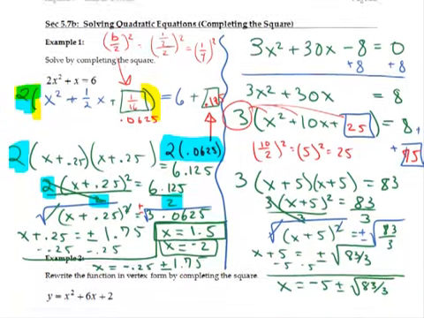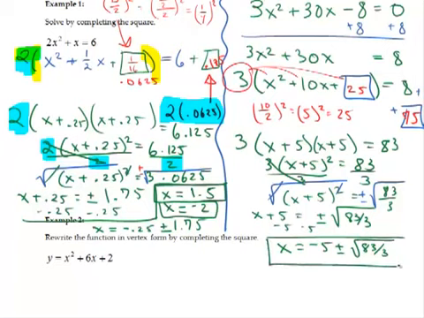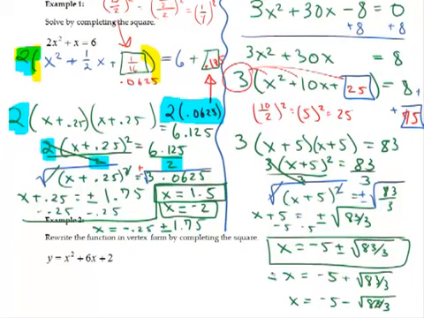Now, depending on what the directions say, how far they want you to take it, remember this is one type of answer. It can also be split into negative 5 plus the square root of 83 thirds, or negative 5 minus the square root of 83 thirds, either way. So that's how you deal with completing the square, again, when you have that leading coefficient that is different than 1. You just have to factor it out and do a little bit more work.